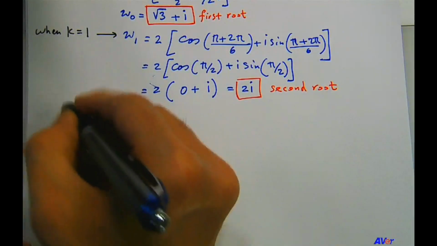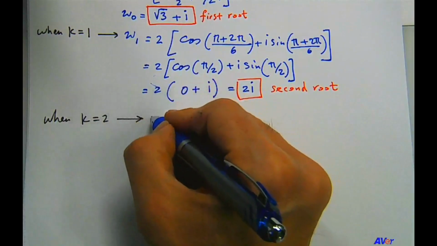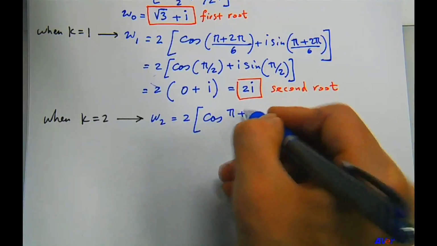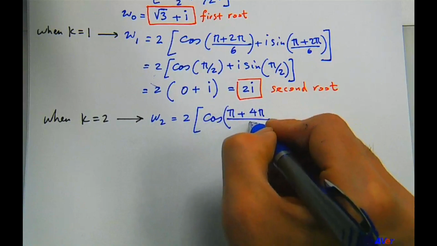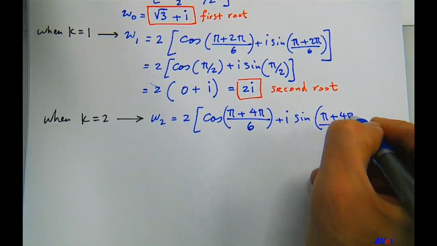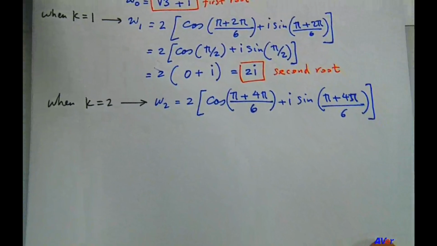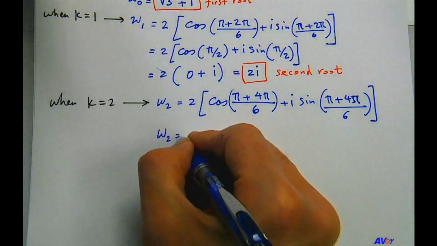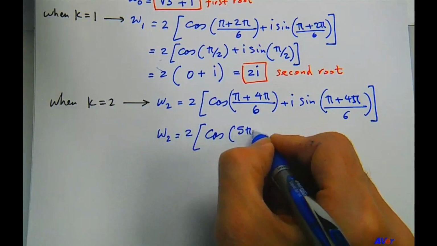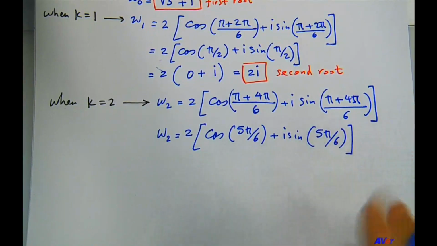Okay? So when k equals 2, then we have W2 equals 2 again, this time cosine of pi plus 4 pi divided by 6 plus I sine of pi plus 4 pi over 6, and then W2 is equal to 2 times cosine of 5 pi over 6 plus I sine of 5 pi over 6, like that.